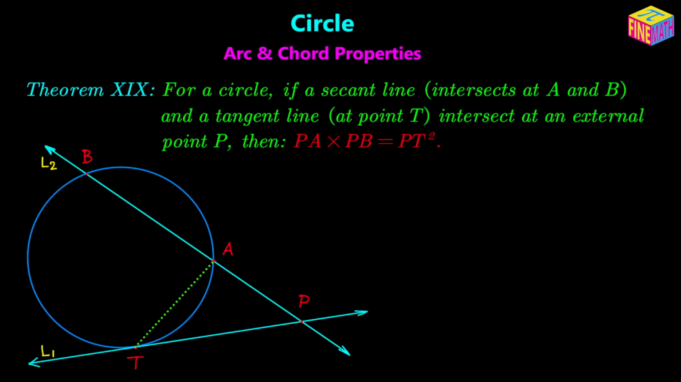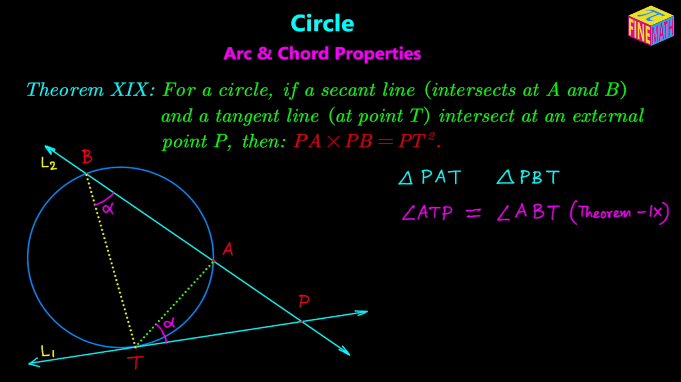Now if we look at these two triangles, the triangle PAT and the triangle PBT, we can clearly see that the angle ATP will be equal to the angle ABT, and that's based on theorem number 9, where we proved that the angle between a chord and a tangent is equal to any inscribed angle for that chord. So angle ATP will be equal to angle ABT. Also, between these two triangles you can see that the angle BPT is a common angle, and I have called it angle beta.